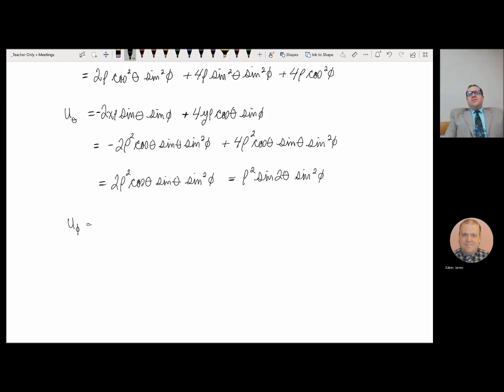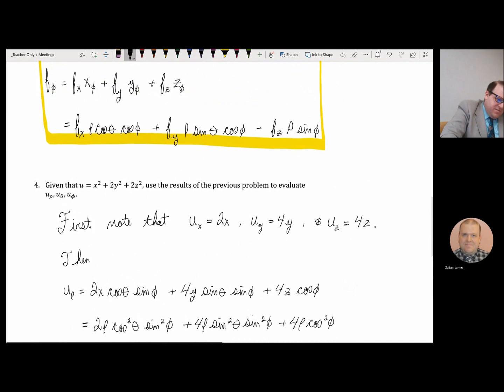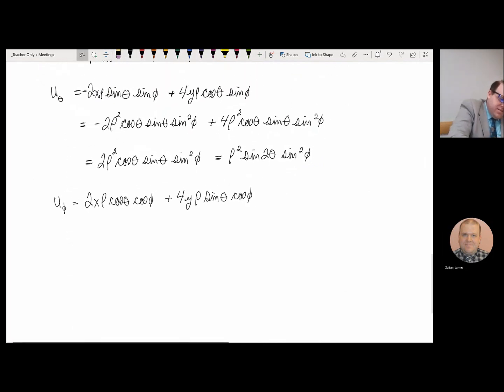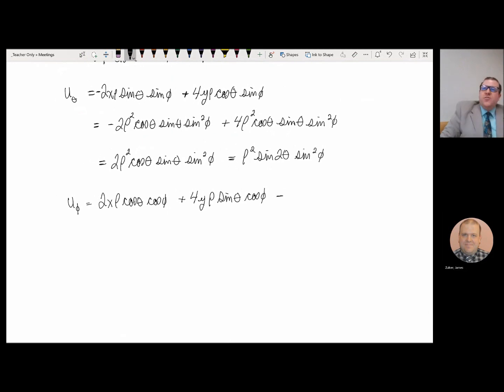Now we need U sub phi. U sub x times rho cosine theta cosine phi, plus U sub y times rho sine theta cosine phi, plus, actually it's minus, right? U sub z rho sine of phi.